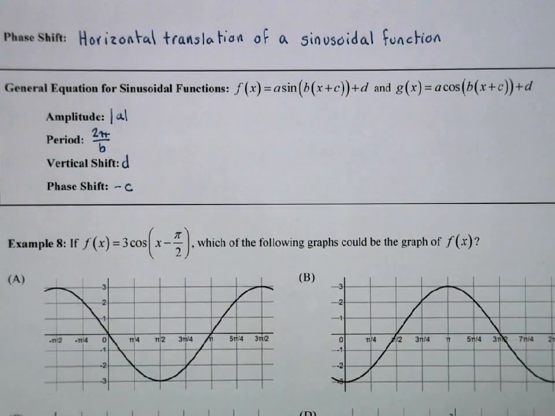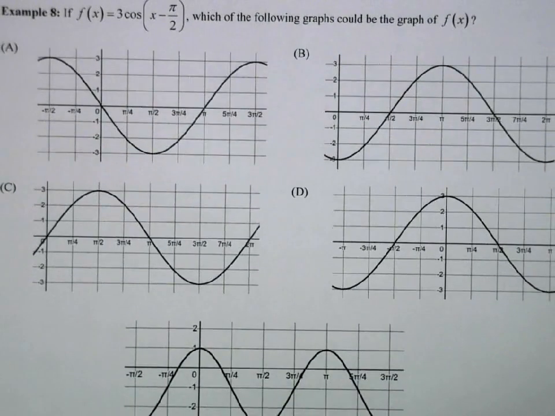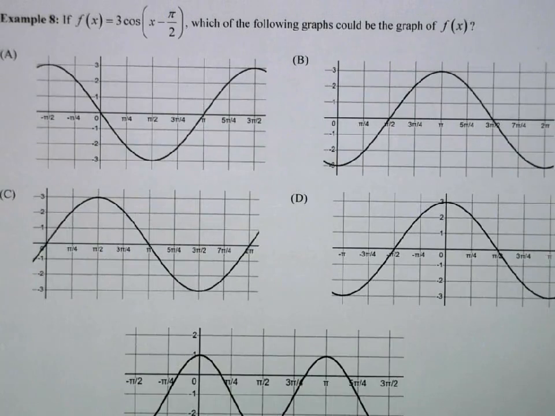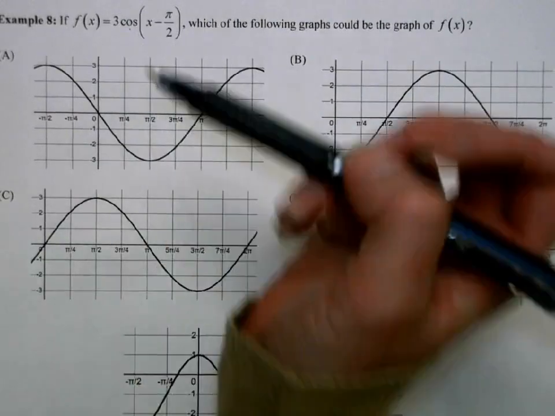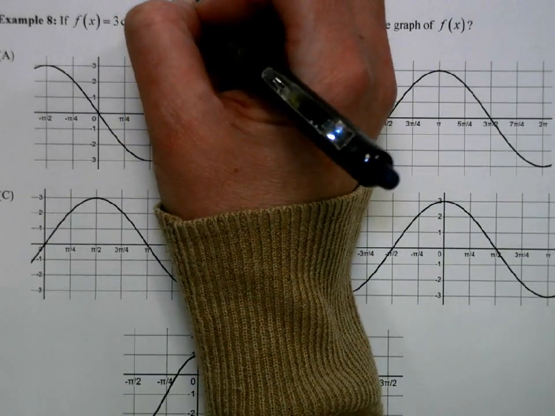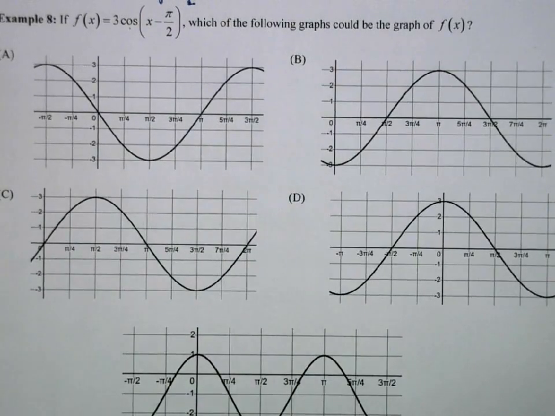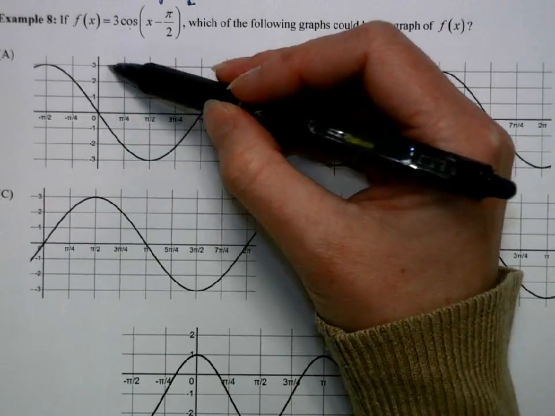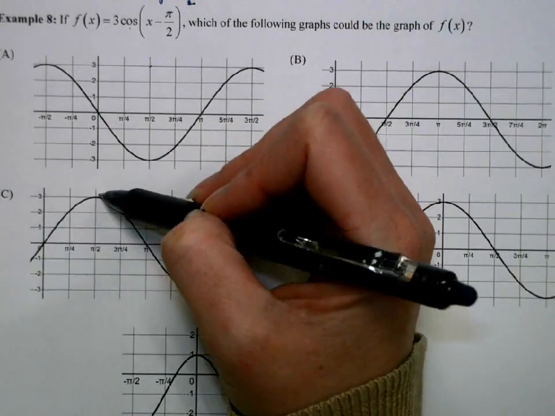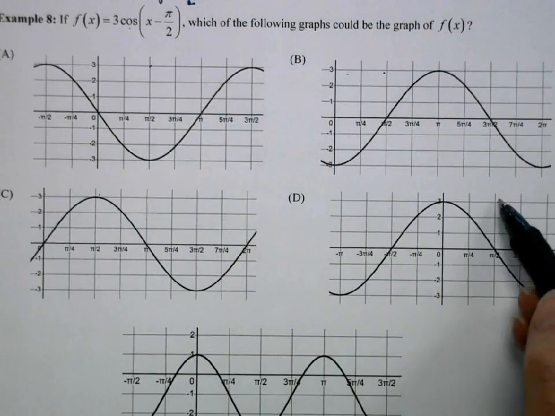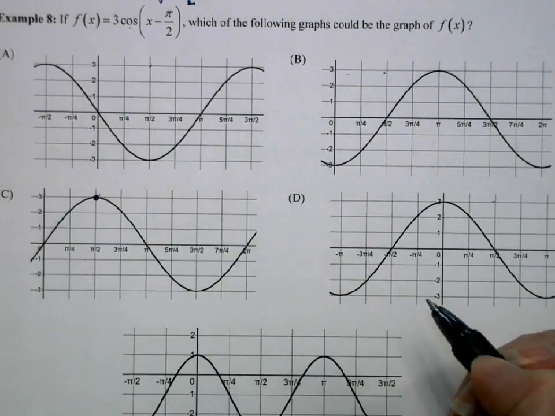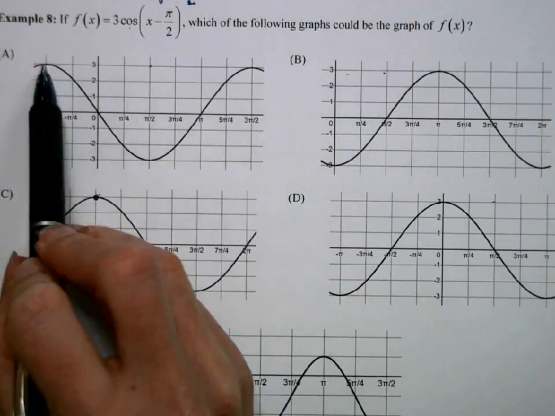Okay, so which of the following could be graphs of 3 cosine x minus pi over 2? So they all have an amplitude of 3. What we're looking for is a cosine that has been shifted to the right pi over 2. So we're looking for the maximum to occur at pi over 2, because if we have a cosine and we shift it, it's going to have a maximum at pi over 2. And the only one that has that is this one. Now be careful, because you might be tempted to say this one, because that's a minus and that's minus, but remember it's always going to be opposite.